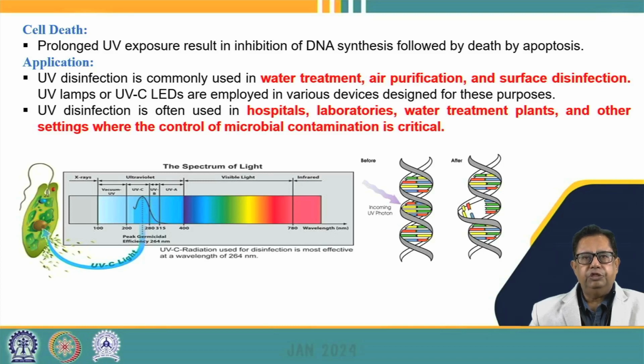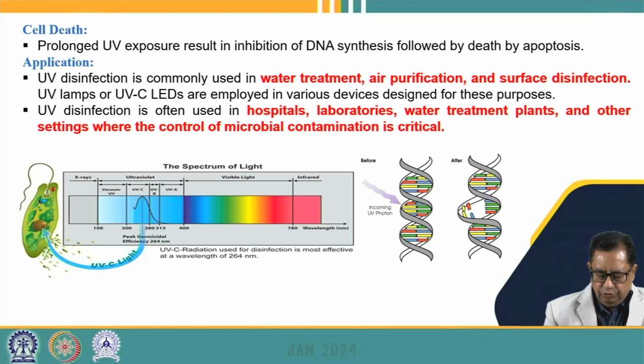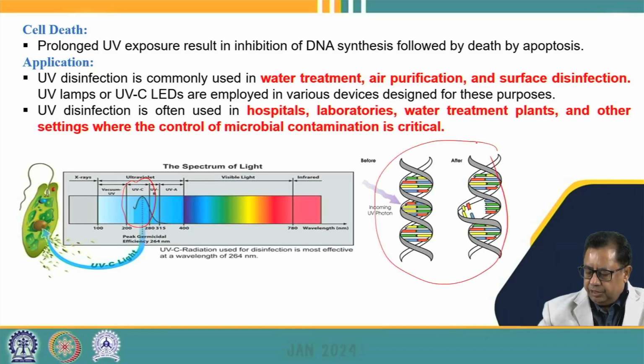So UV lamps or UVC LEDs are also employed for these purposes, and UV disinfection is generally utilized in hospitals, laboratories, water treatment plants, and other settings where the control of microbial contamination is really critical. So we can see here that the UVC range of light basically penetrates the cell wall of the microorganism. It can lead to the inactivation of the microbes as well as the death of the microbes if the duration of exposure is longer or the intensity of the UV light is high.